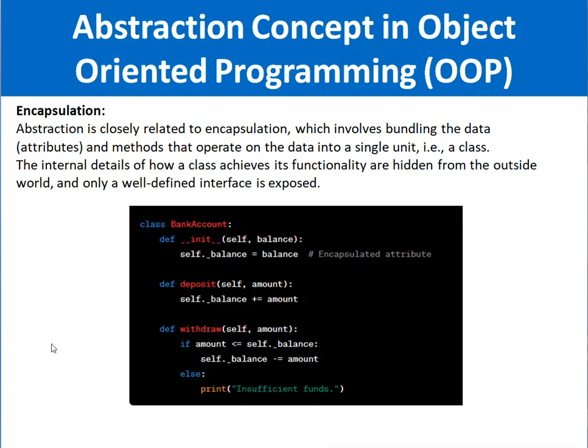Okay. Then friend, encapsulation. Abstraction is closely related to encapsulation, which involves bundling the data and methods that operate on the data into a single unit, for example a class. The internal details of how a class achieves its functionality are hidden from the outside world, and only a well-defined interface is exposed. So if you see from here, class bank account, it has a constructor, self dot balance is equal to balance, def deposit, self dot balance plus amount, def withdraw self amount. If amount is less than or equal to self dot balance, self dot balance minus amount, else print insufficient funds.